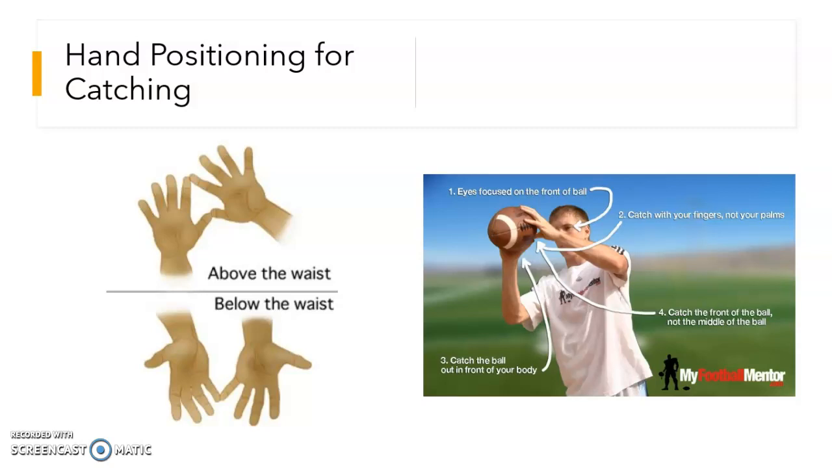If the ball is below your waist, you should have your thumbs pointed out, pinkies in, to catch the ball. Your eyes should be focused on the front of the ball. Again, you need to catch the ball in front of your body, hands out in front of you. Catch with your fingers, not your palms. So those are the rules and the hand positioning for catching.